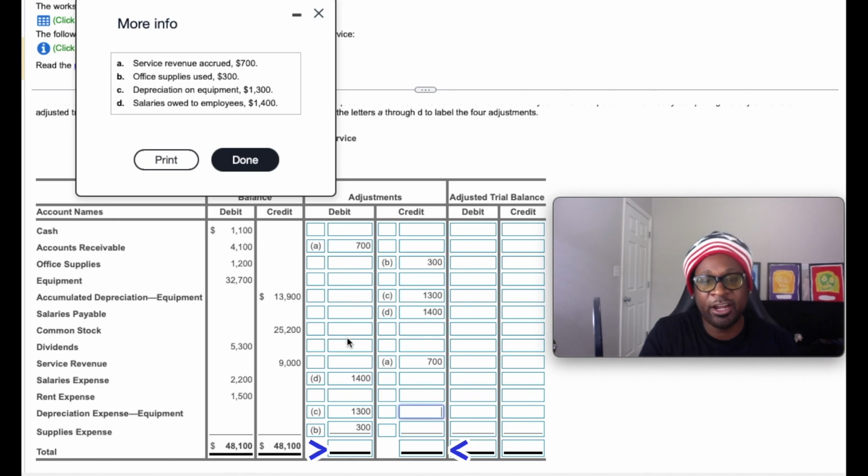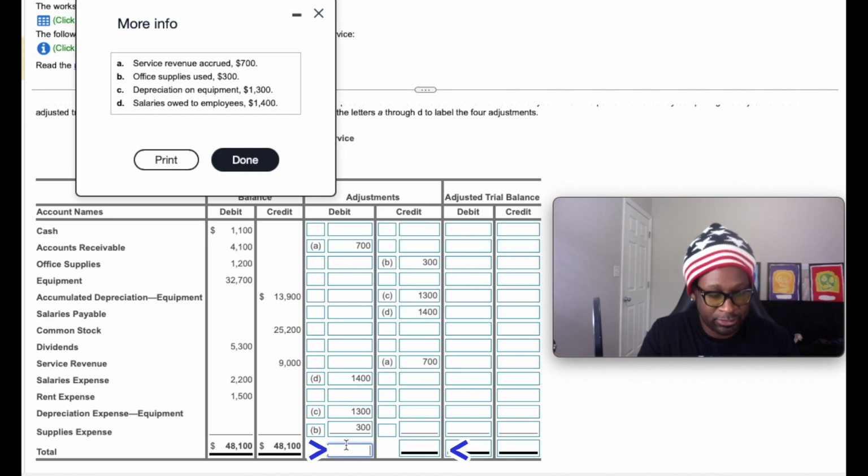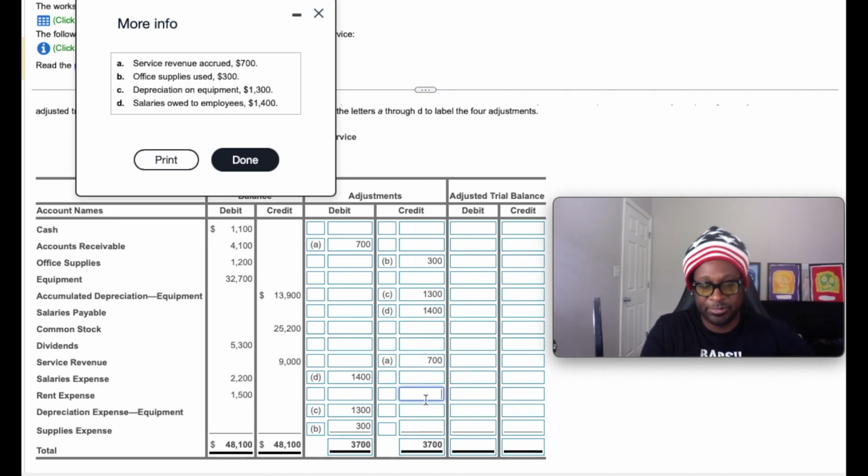So if we were to add all 4 of these transactions, their amounts, our total should be $3,700. Easy breezy. And so next we're going to transpose that information into our adjusted trial balance.